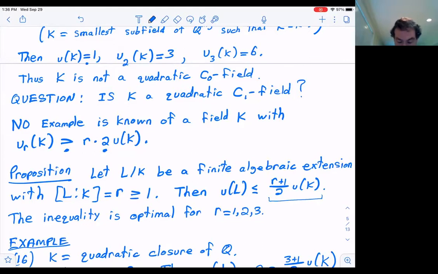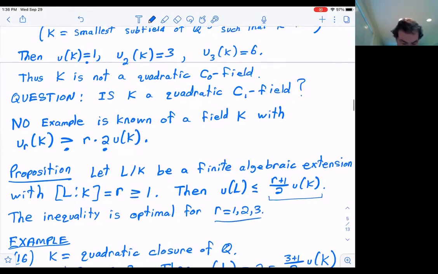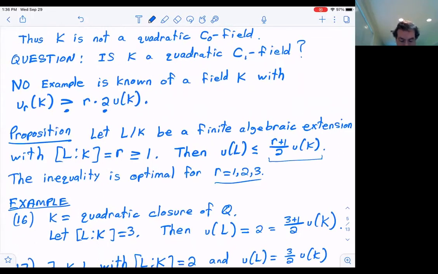And this inequality is optimal, again, for R equals 1, 2, and 3. Because with 3, you get 3 plus 1 over, we can say it here. If K is the quadratic closure of Q, there are cubic extensions. It is known there are cubic extensions with U invariant equal to 2. A lot more is known, but this is enough for this. And that's equal to 3 plus 1 over 2. So this shows that when R equals 3, you can have equality.